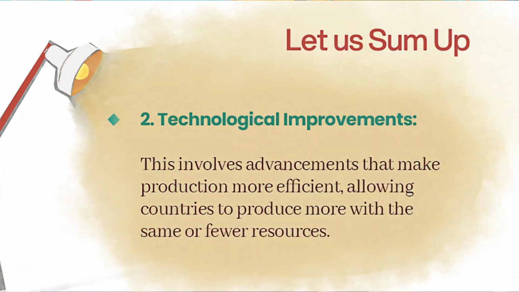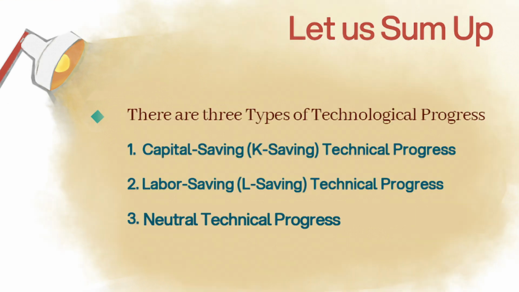Then in case of technological improvement, these involve advancement that makes production more efficient, allowing countries to produce more with the same or fewer resources. There are three types of technological progress. First one is your capital saving or K saving technological progress.